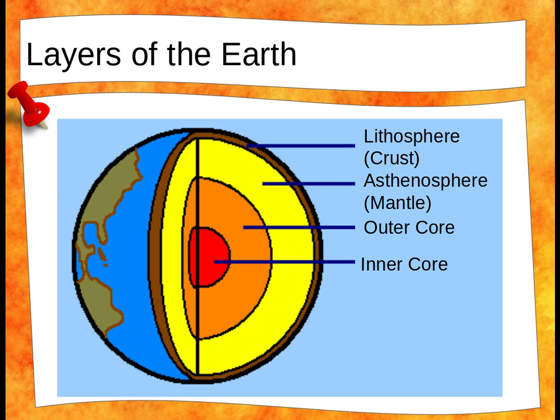So, the layers inside of the earth that you need to know, in order from the outside to the inside: the lithosphere, the asthenosphere, the outer core, and the inner core. Okay, so lithosphere, asthenosphere, outer core, and inner core.